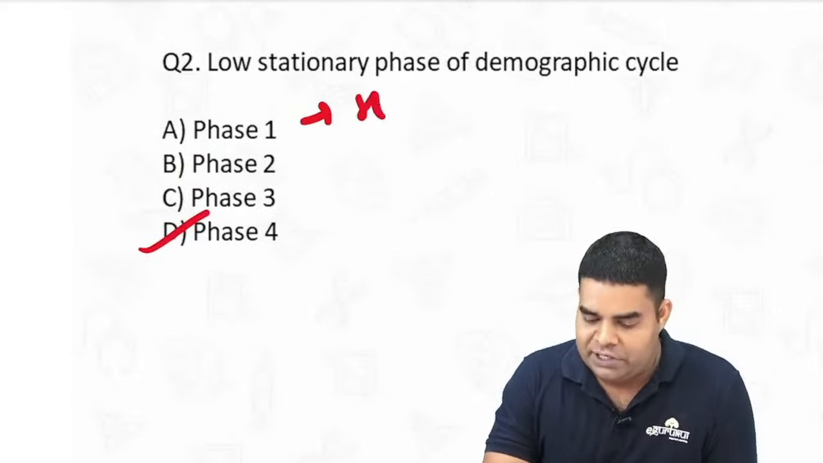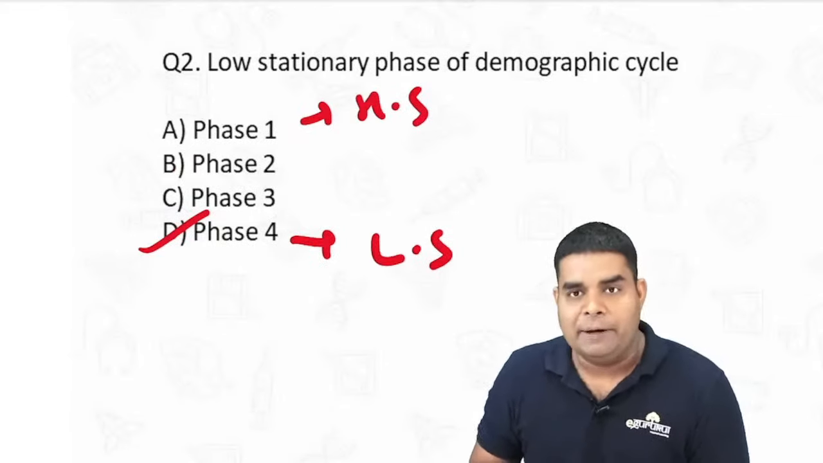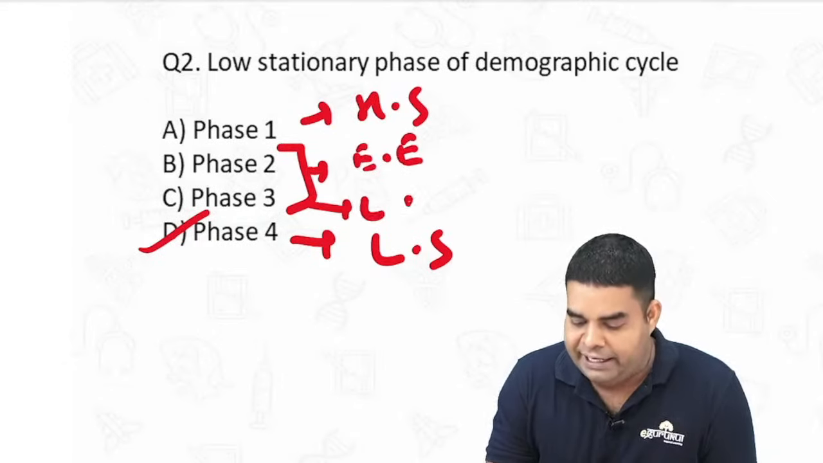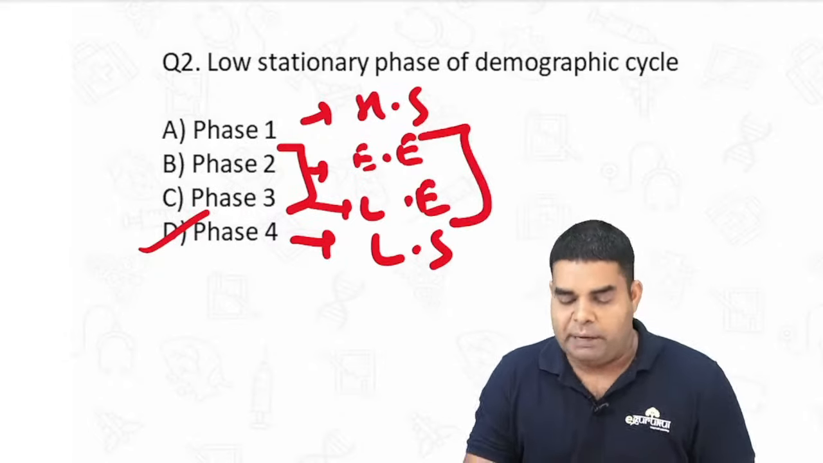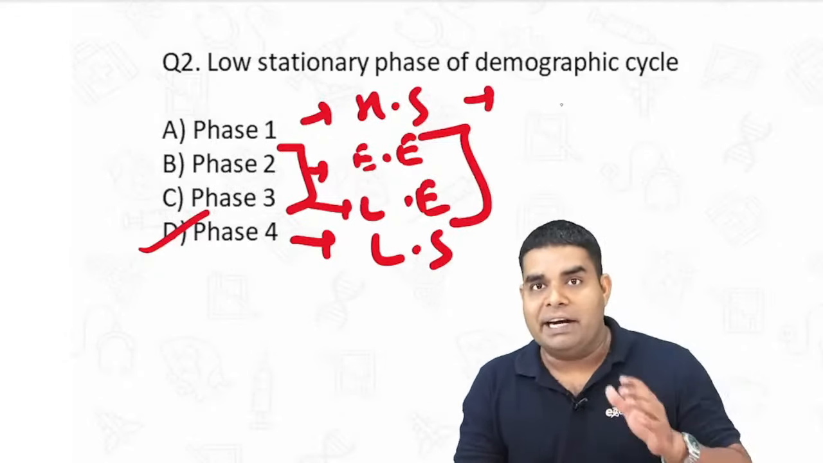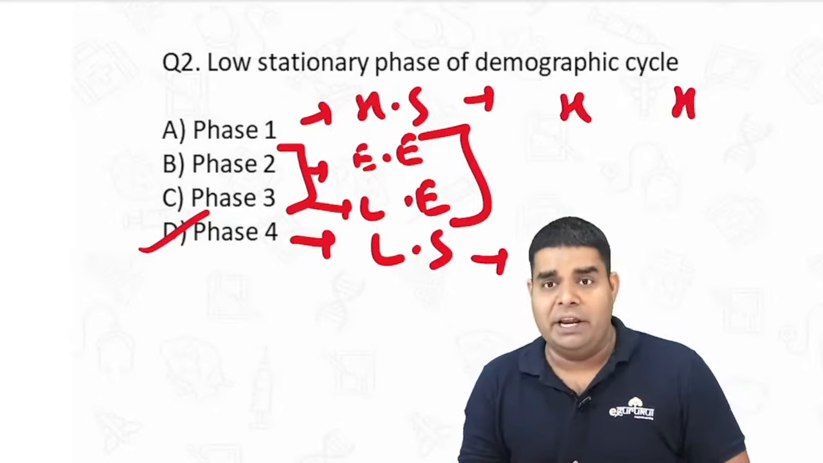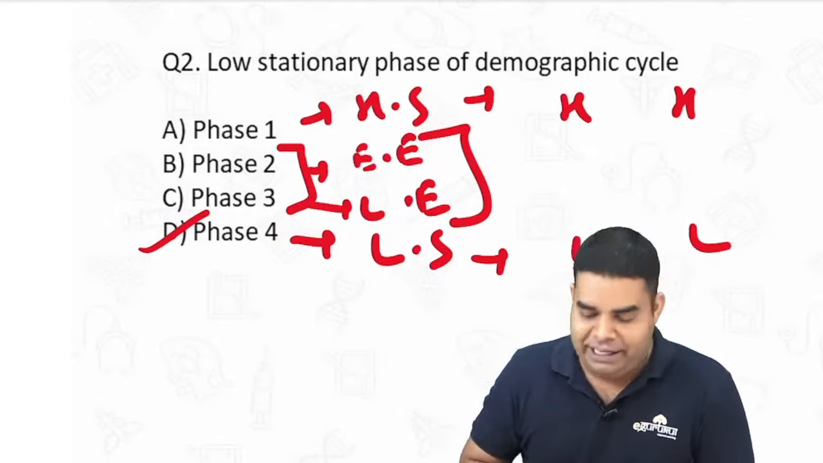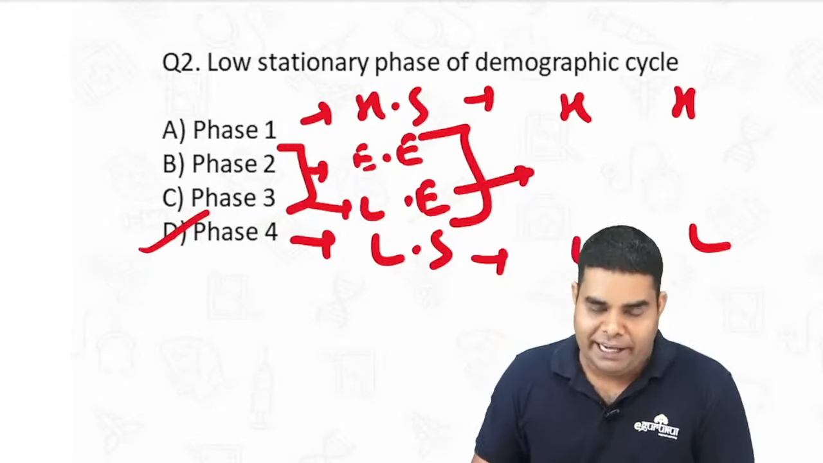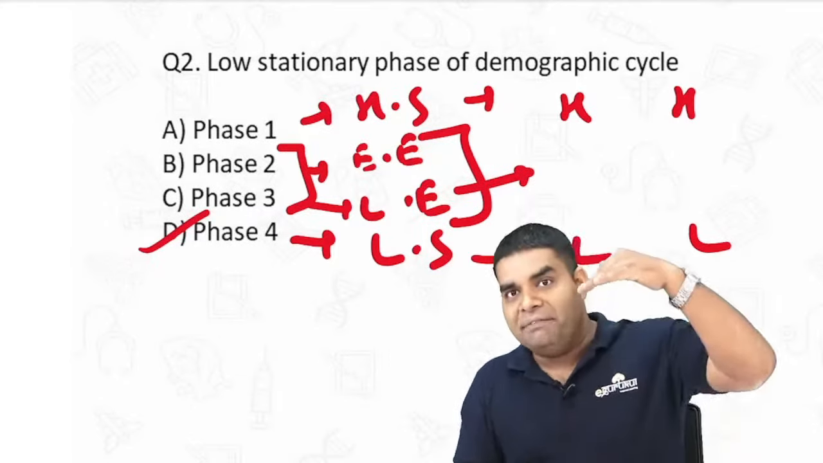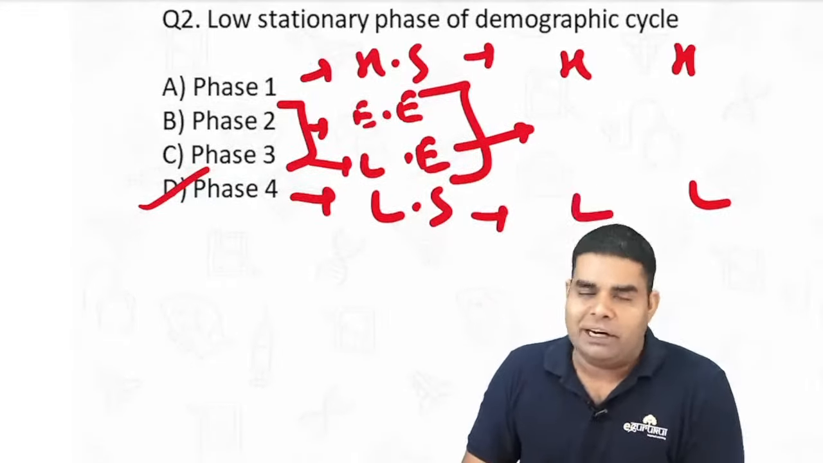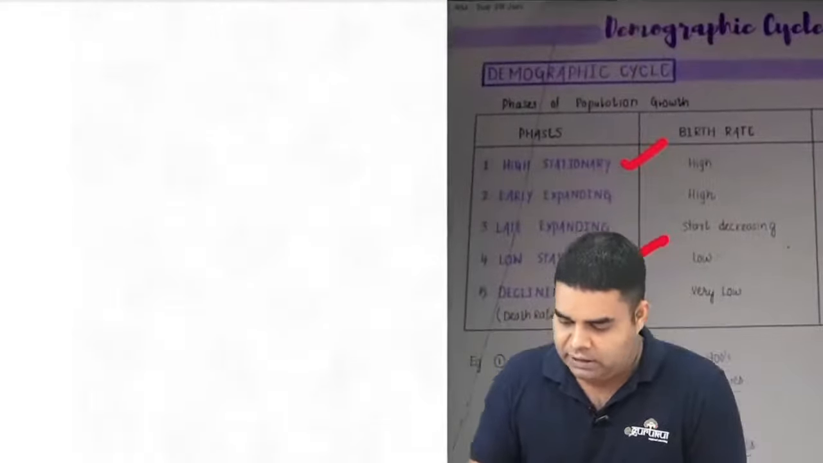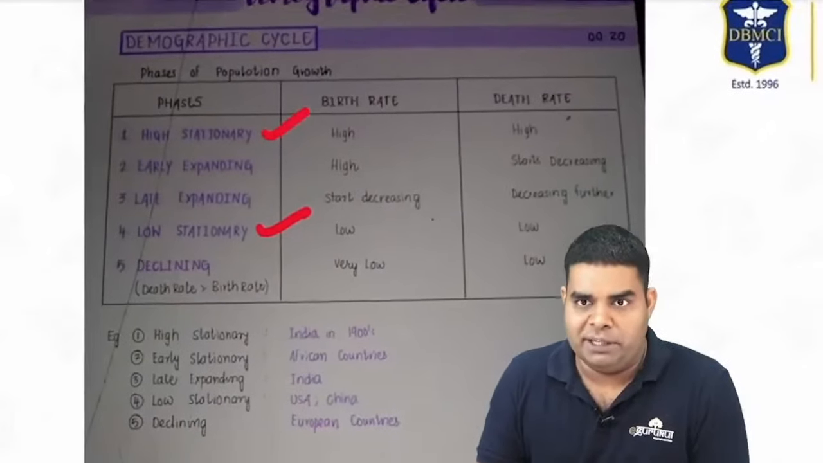Phase 1 is high stationary, phase 4 is low stationary, and phase 2 and phase 3 are early expanding and late expanding. So it is easy to remember if you remember it like that, because in high stationary, birth rate and death rate both are high. In low stationary, birth and death rate both are low. In between them, we have early and late expanding, and of course, in late expanding, we have our country India. And after this phase 4, we have the declining phase in which we have European countries mostly. So remember all the 4 phases, and the 5th one is declining. It is there in everybody's notes, of course.